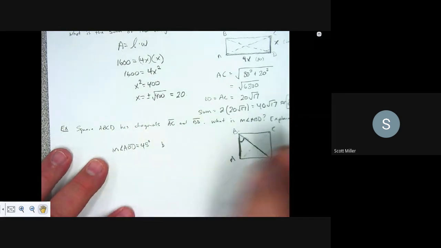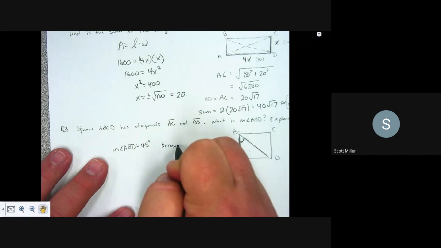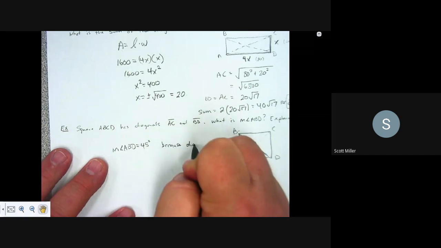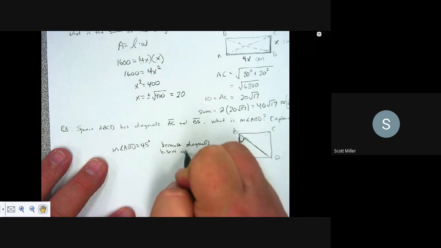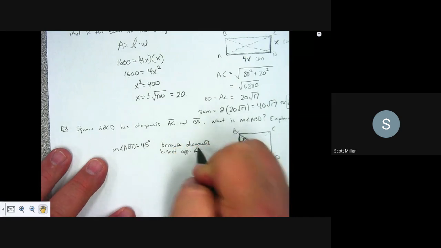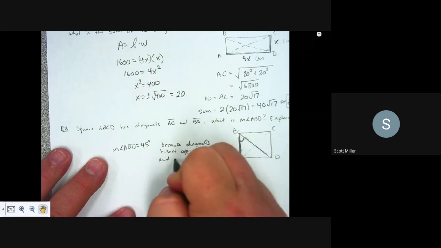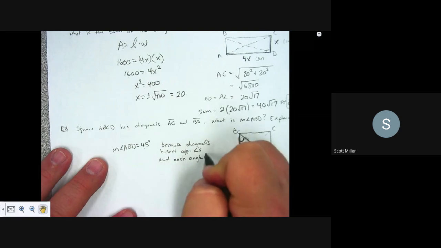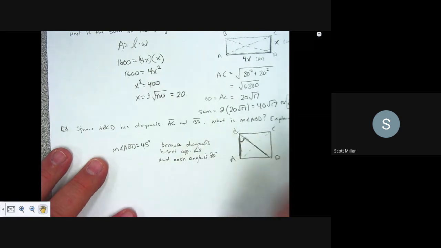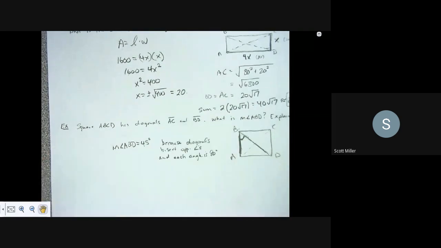Because it says explain. Because the diagonals will bisect opposite angles, and each angle is 90 degrees. So if I cut it in half, it has to be 45. So that would be a reason for that.